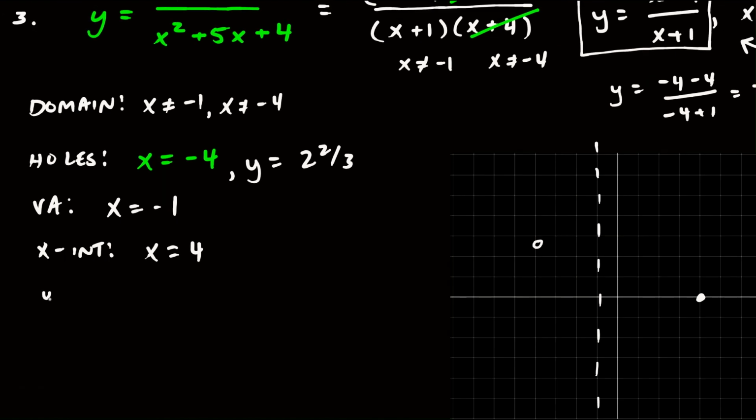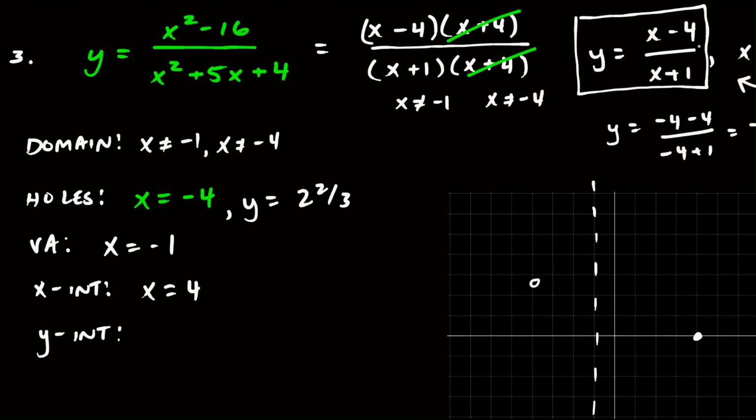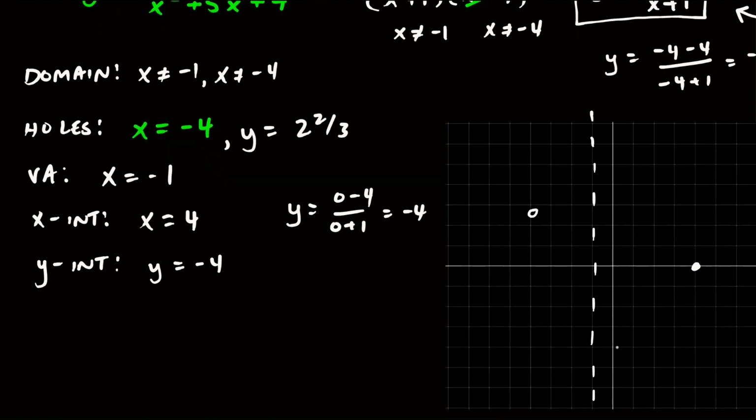Now let's see if we can find our y-intercept. Now again, I'm going to go back to my new simplified version. So for my y-intercept, we'll have y equals (0 minus 4) over (0 plus 1), which is simply negative 4. So let's go down here, 1, 2, 3, 4, and we have a point.